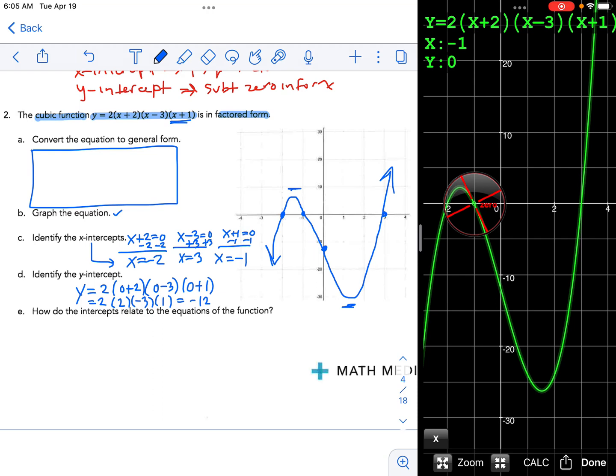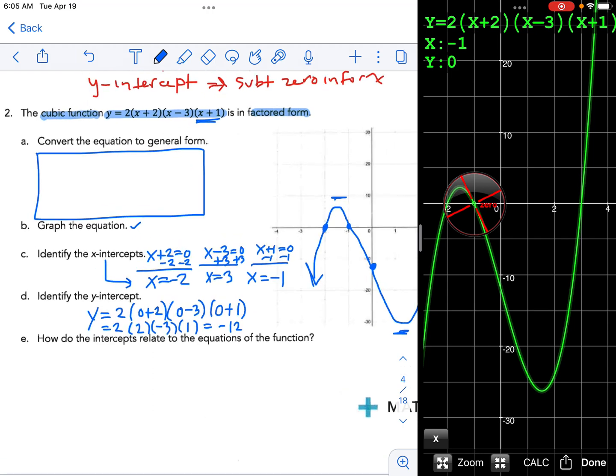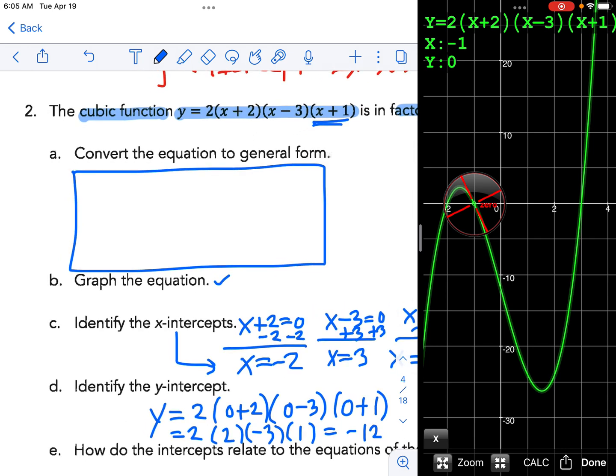So that's how we're going to graph higher degree polynomials: we're going to get a feel for the locations where they cross the x-axis and the y-axis, and then get a feel for where we have hills and valleys, basically, and what's happening at the ends.